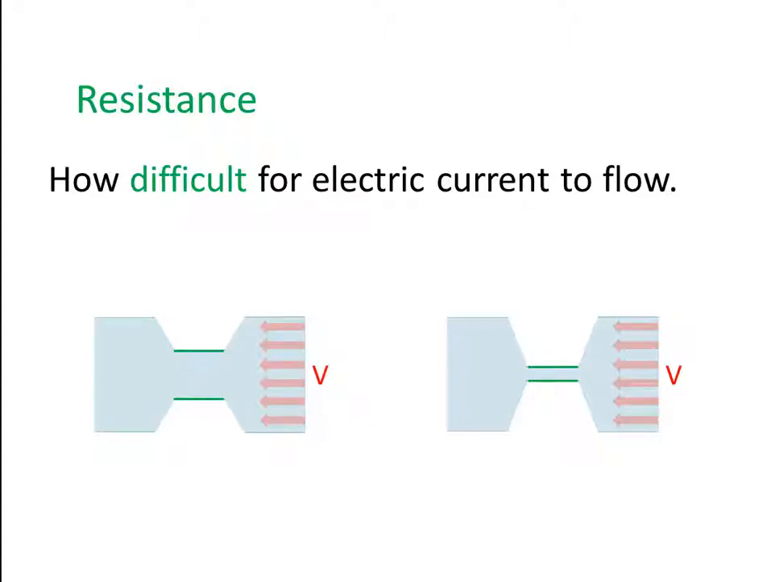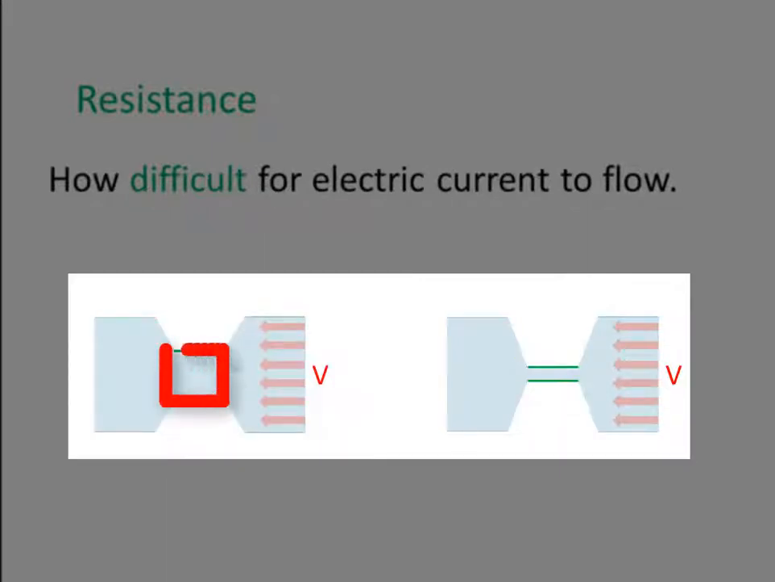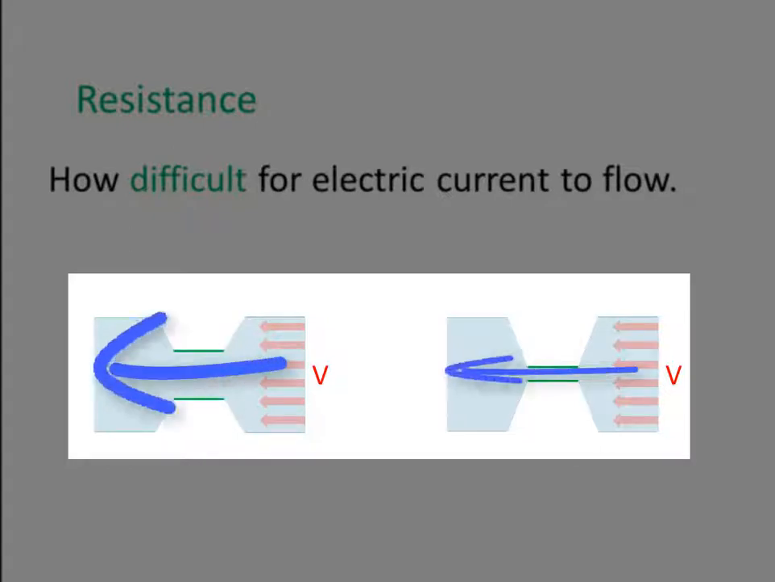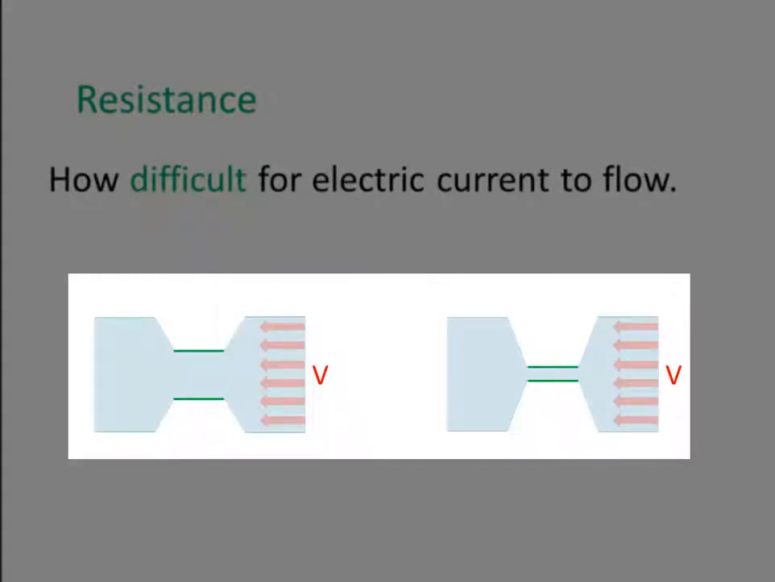And the part that is shown shows a narrow pipe in between two wide pipes in each case. But for the second case, that narrow pipe is narrower than the first case. In both cases, the water must flow from right to left, and there's a pump applying pressure, pushing the water from right to left. In which case is it more difficult for the water to flow?